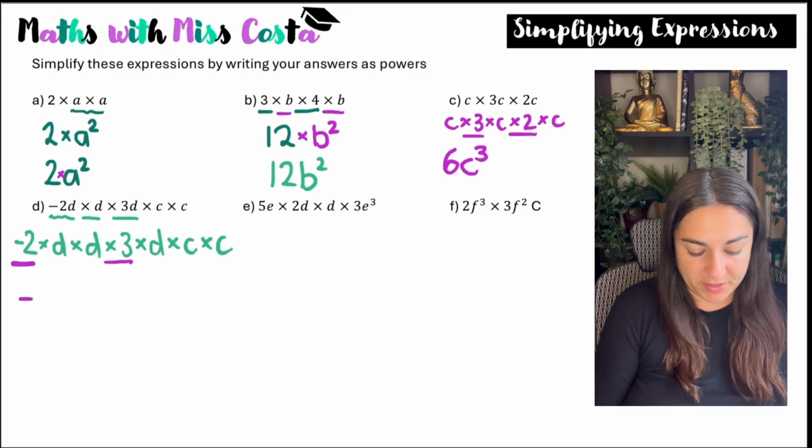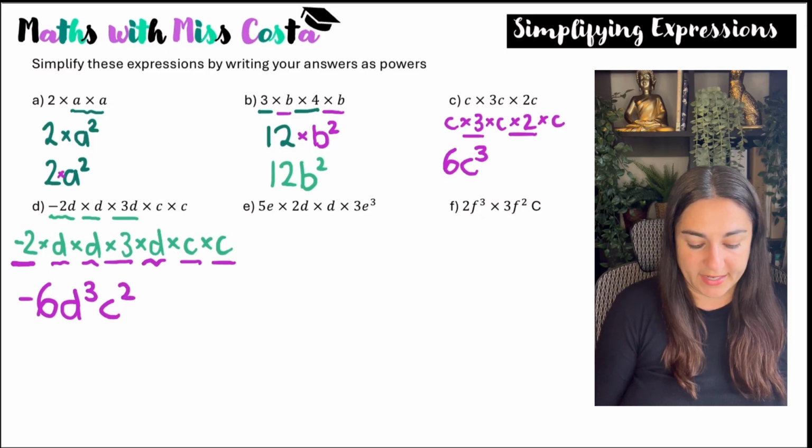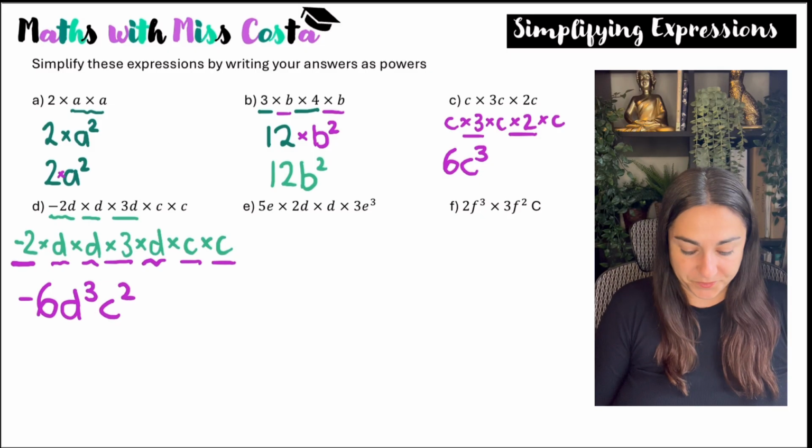Minus 2 times by 3 is going to be minus 6. And then we've got 1, 2, 3 lots of D multiplied by one another, so that's going to be D cubed. And then C is multiplied by itself twice, so that'll become C squared.